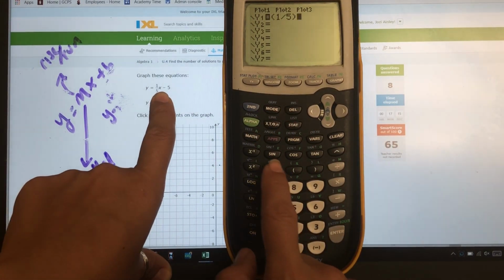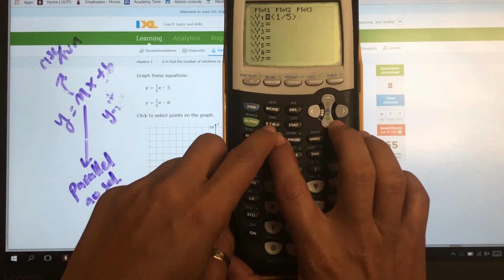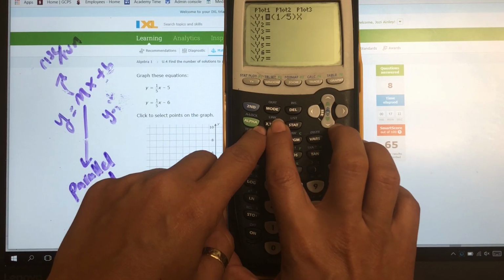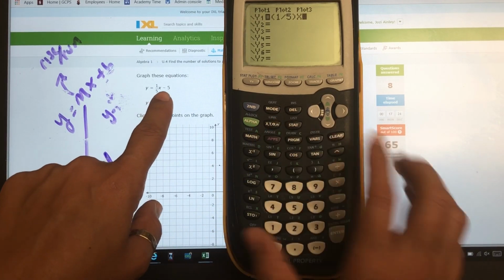Then you've got x. Oh, this is the x. So it's right underneath mode, that's x. And it's going to say x. Okay, minus 5.